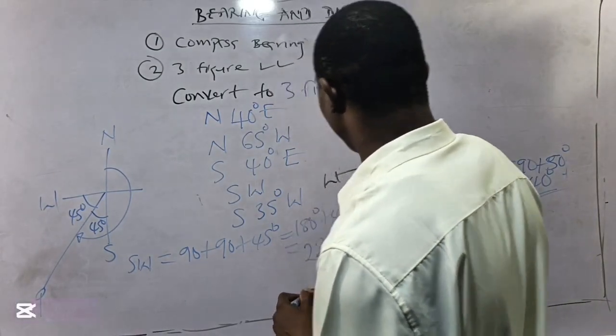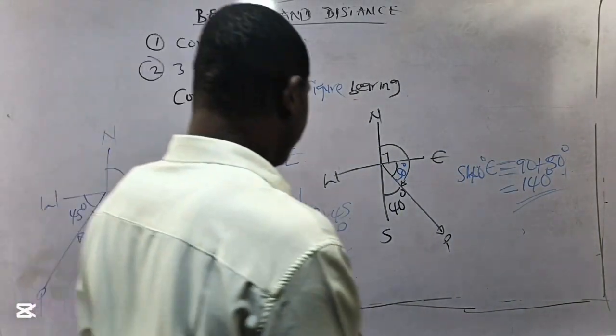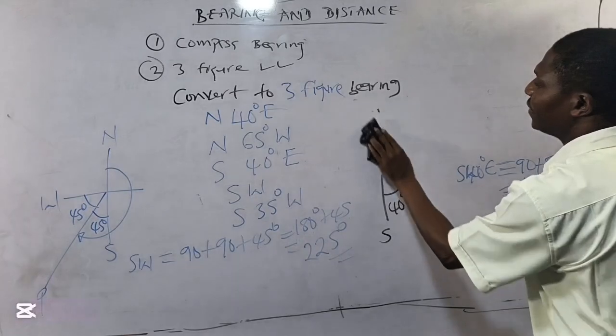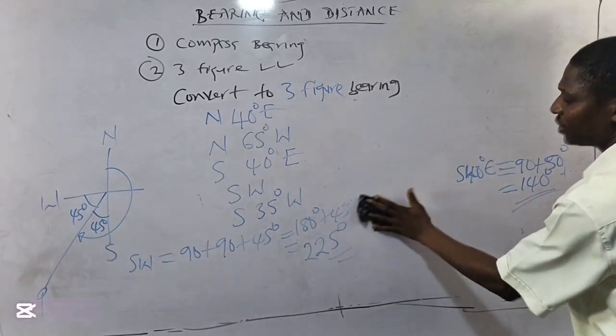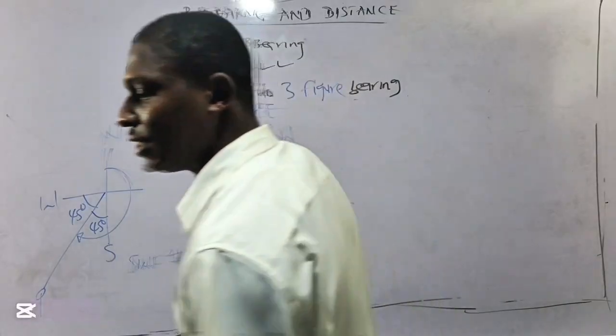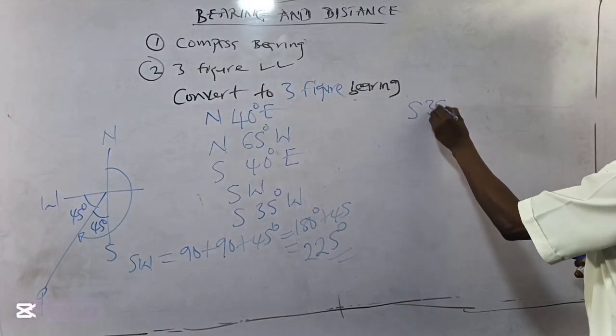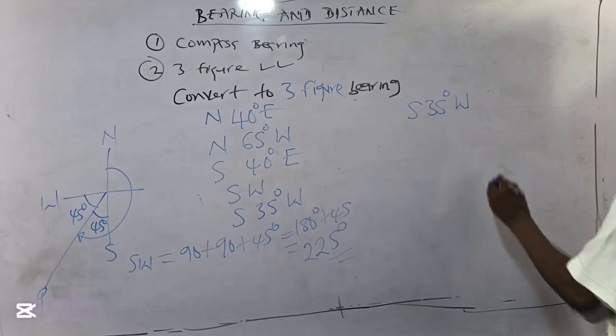Now we have south 35 degree west, which is the last on our list, though not the least. South 35 degree what? West.